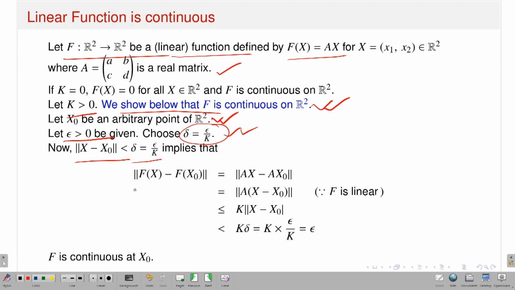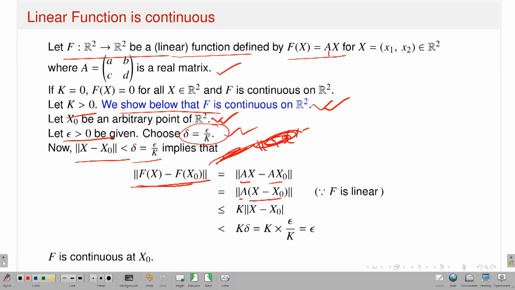So, what estimate will I do? I will do the estimate of the norm of capital F acting on x minus capital F acting on x naught. What is that? Since F is linear, this norm is the norm of F(x) minus F(x naught). F(x) I know is Ax, that is why I have written Ax, and F(x naught) is Ax naught. Now, A is a matrix, so that means it is linear, or F is linear, whatever it is. Therefore, I can take A common, which is nothing but A times x minus x naught.